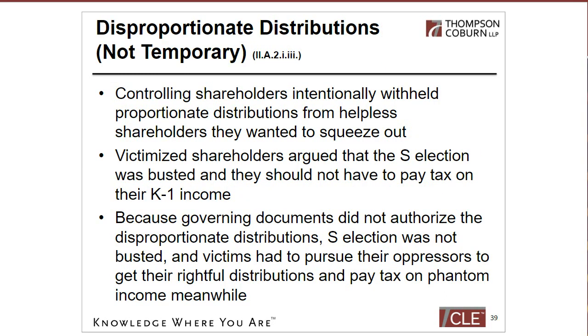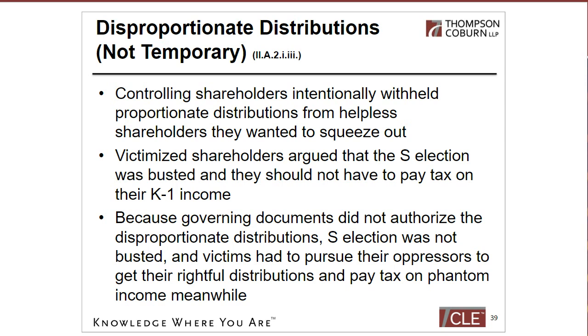So in my section on disproportionate distributions in my material, there were some cases where controlling shareholders intentionally withheld distributions from the minority shareholders. They wanted to squeeze out the minority shareholders and do what we call a K-1 KO. The shareholders got the K-1, but they didn't get any tax distributions. So the minority shareholders, all they got was a tax bill every year. They never got any distributions. And so that was a way to say, hey, it's going to cost you money. You still have shares. Please sell your shares back to me cheaply so that you don't have this liability every year. And the victimized shareholders argued that the S election was busted because they didn't get distributions, and they shouldn't have to pay tax on the K-1 income because the S election was busted because there were two classes of stock in operation.